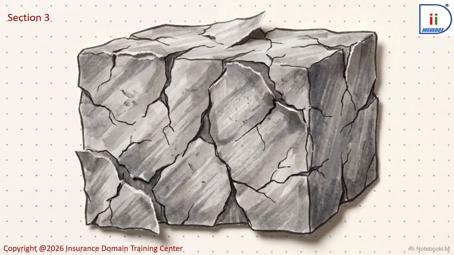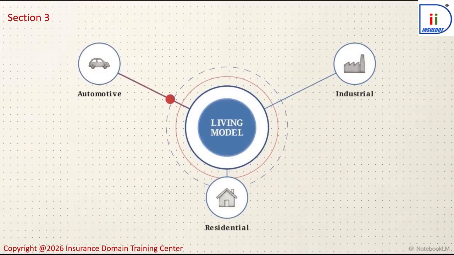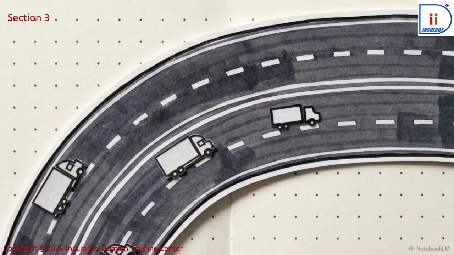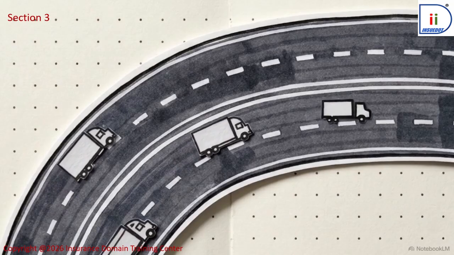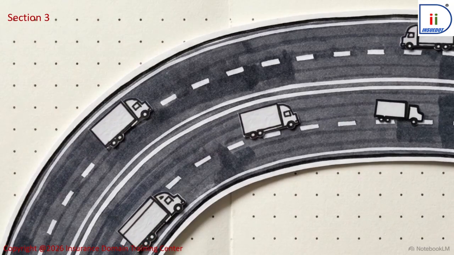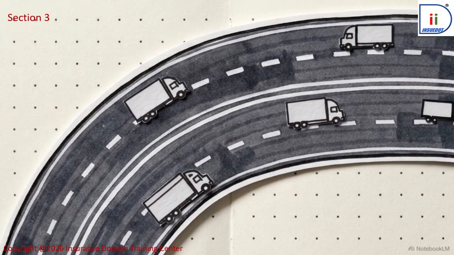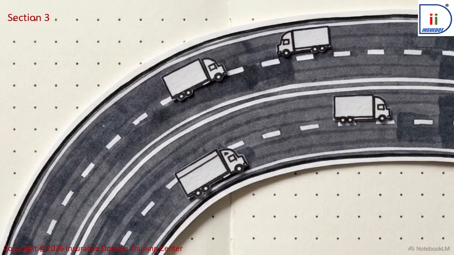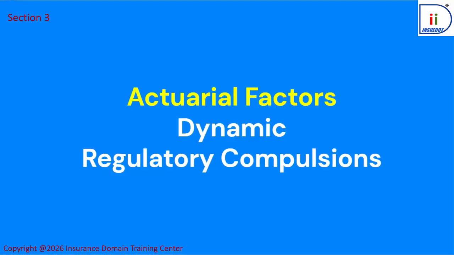A successful risk classification system cannot remain unchanged forever. It must continuously adapt to changes in the environment. Consider transportation infrastructure. When a dangerous 2-lane highway is expanded into a safer 4-lane or 8-lane highway, accident rates usually decrease. A good classification system recognizes such changes. It also adapts to changing human behavior, technological advancements, and economic developments by updating its rating factors whenever necessary.